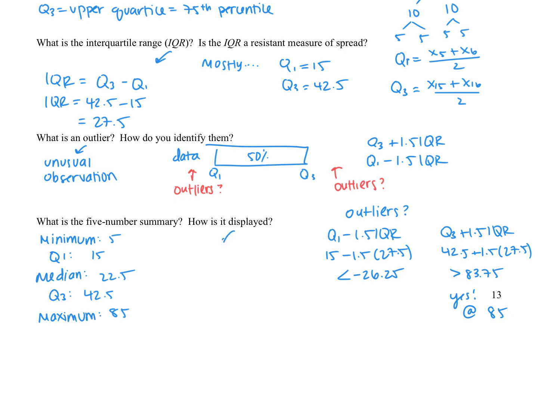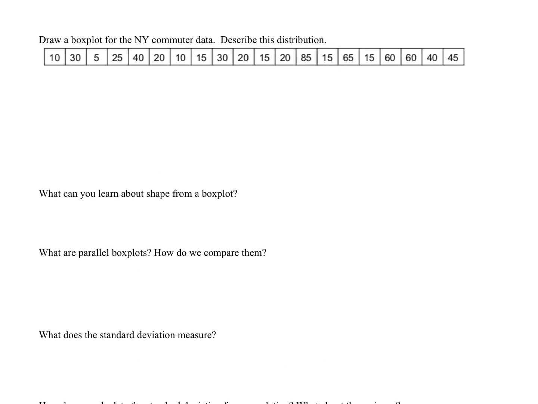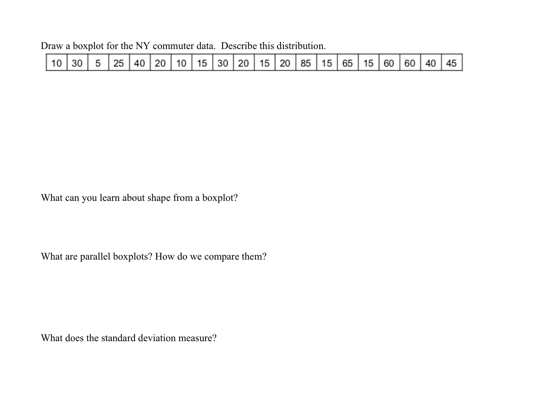The 5-number summary is used for a box plot. You've probably seen these before. They're called box plots or box and whisker plots. I remember these. So that's what we're going to talk about next. Okay, here's our data one more time. We're going to draw a box plot for this data.